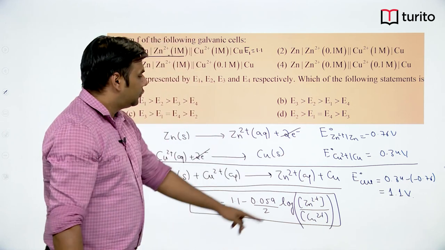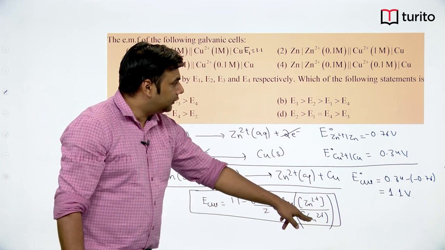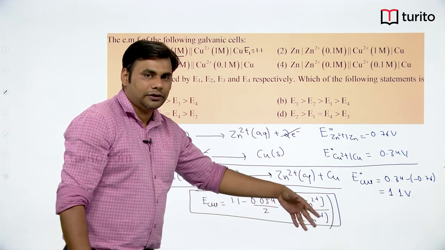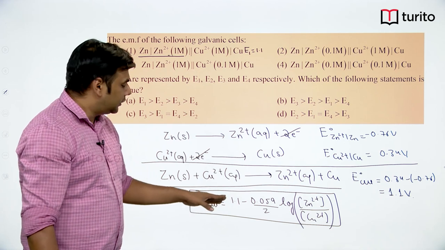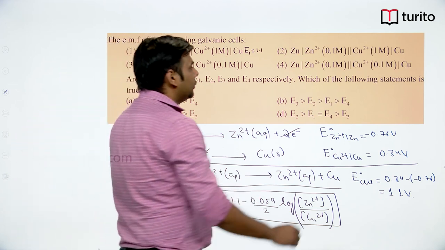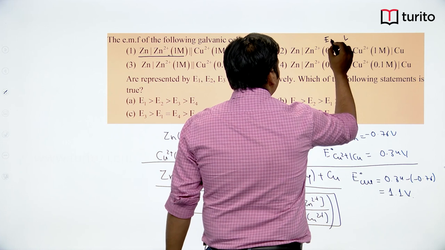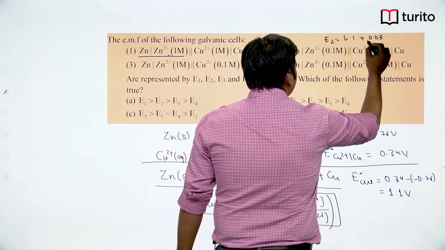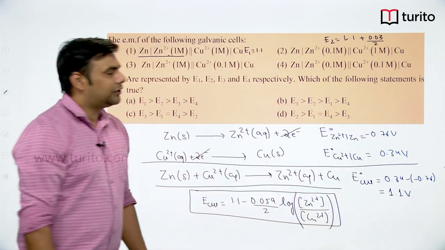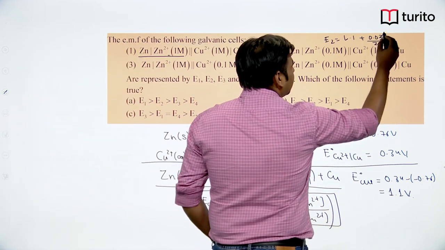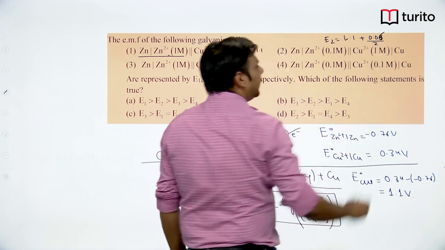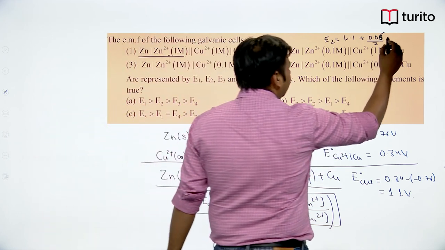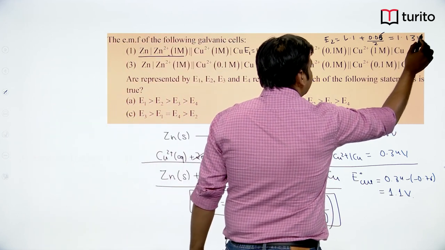Okay. Now, in the second case, the concentration of zinc 2 plus is 0.1 and that of copper is 1 molar. So when you put zinc 2 plus as 0.1 molar and copper as 1, this is basically log of 1 over 10 raised to the minus 1, sorry. So this will become 1.1 plus 0.059. So E2 would be 1.1 plus 0.059 over 2. For simple calculation, I will take this value as 0.06. So when I take this as 0.06, it will become 0.03. So the EMF of this would become 1.13.